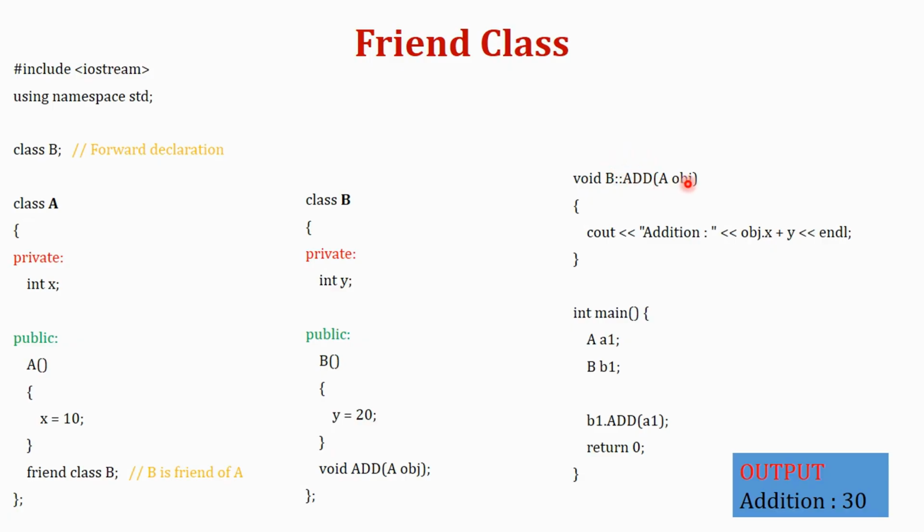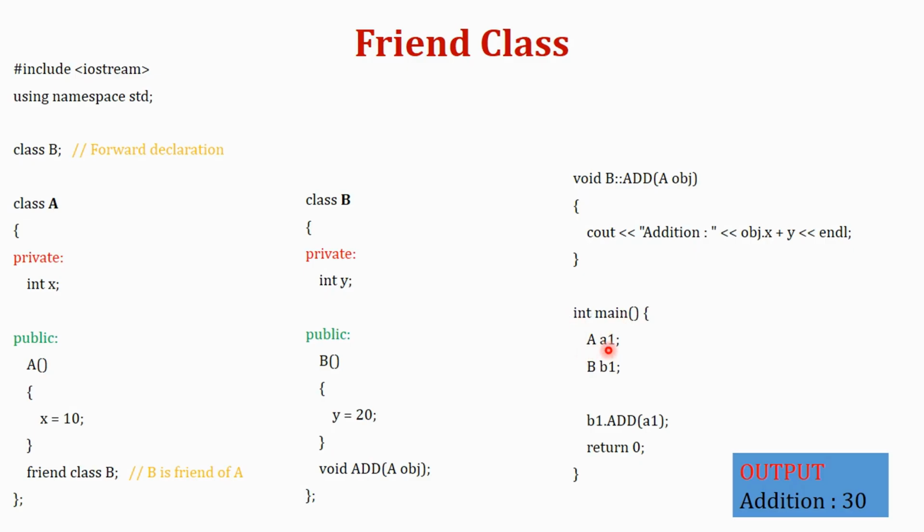Again, an object is created from A. With the help of the object only, we are going to access the private member of class A. So object.x plus y. Y is the member function, so it is the local member, right? Locally we can access it directly without using an object, so then we can do the operations.